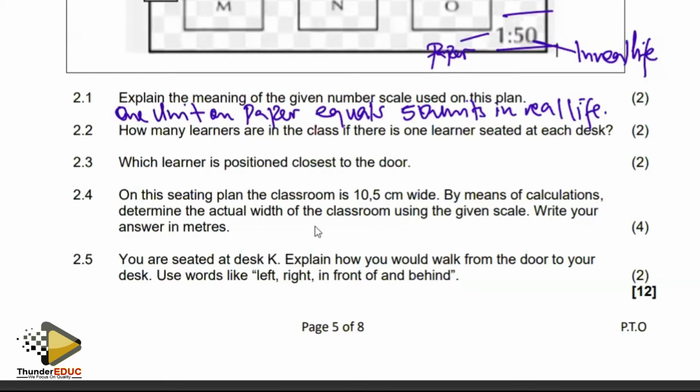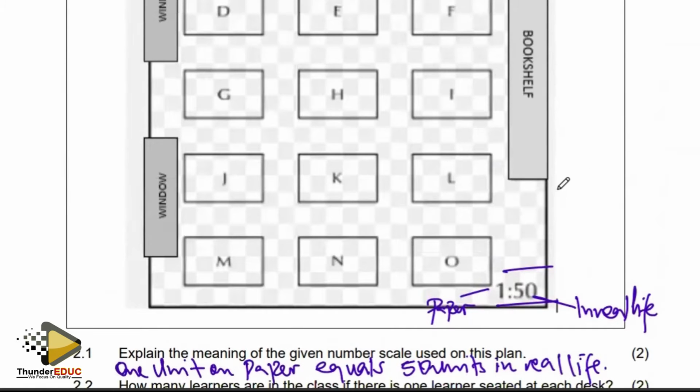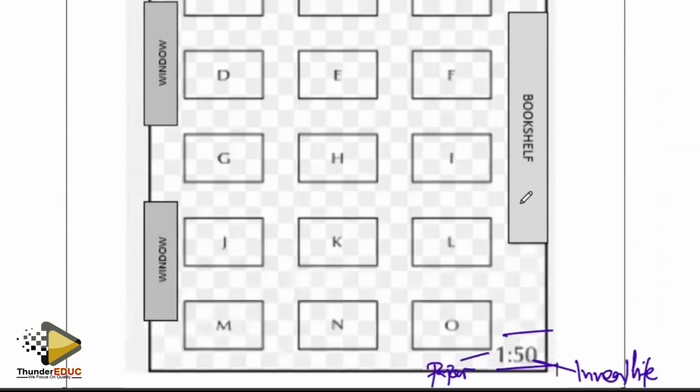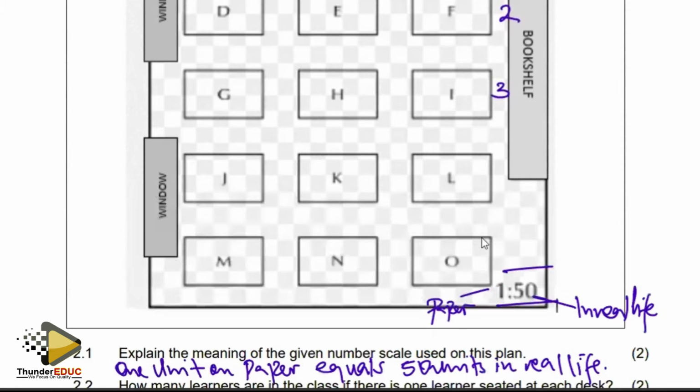How many learners are in the class if there is 1 learner seated at each desk? So we only have to count the desks. Definitely, I counted and I multiplied. I just counted 1, 2, 3. So on the short side we have 3. What about the long side? We have 1, 2, 3, 4, 5. So in simple terms, it's 3, the ones on top, times the 5. So they are 15 learners.